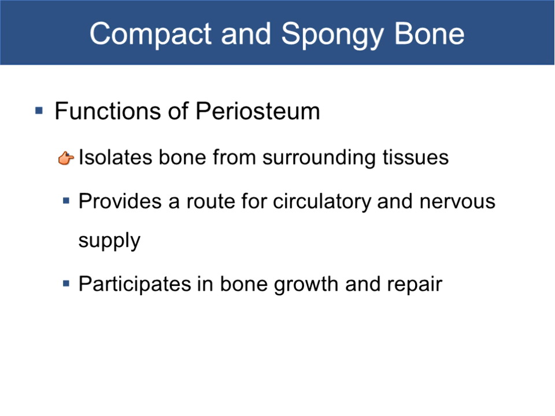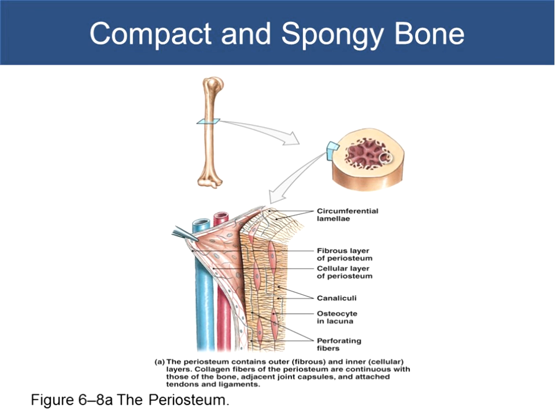So that covering around it keeps other tissue from interfering with it so much. It can also provide a route for your nervous and circulatory system supplies. So nerves and blood vessels go through the periosteum. And then because of that cellular portion of the periosteum, remember there are two parts to it. The part that closely touches the bone, that's the cellular level, and the outside part of it is a fibrous layer. Because of that cellular layer, the periosteum can also participate in bone growth and repair because of those specialized cells.